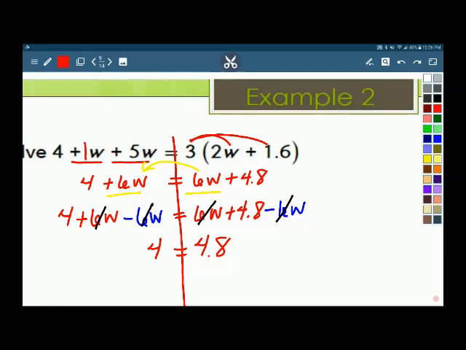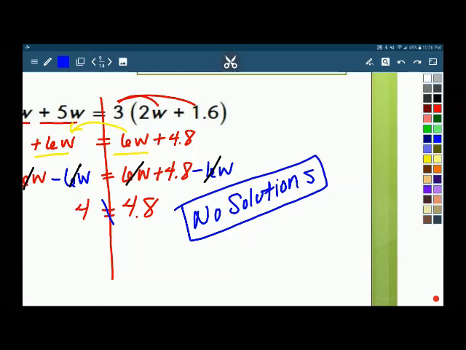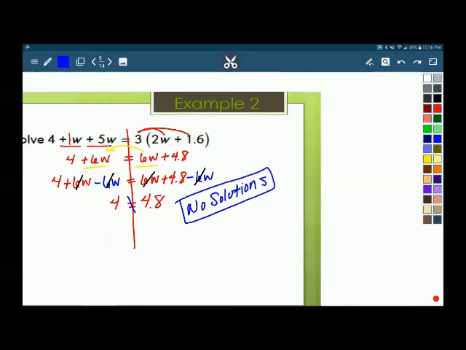Now, 4 does not equal 4.8. Those are two different numbers. They lie slightly differently on the number line. So since we got something that is false, this is going to be no solutions. There is not going to be a W that will satisfy this equation. No solutions for this one.